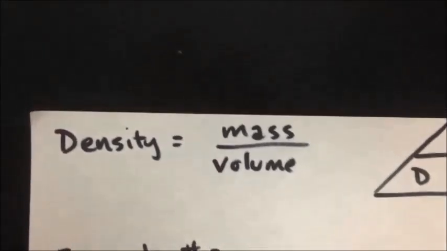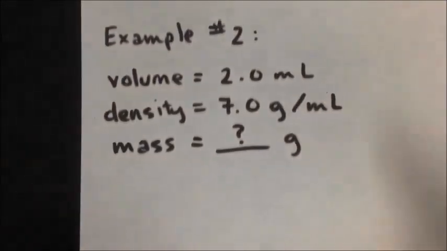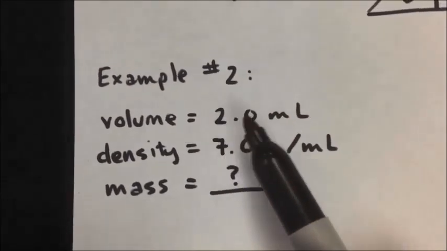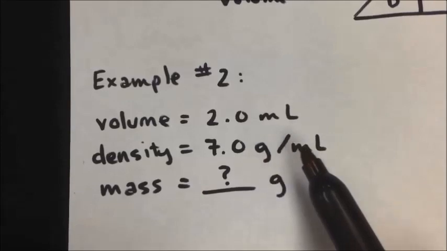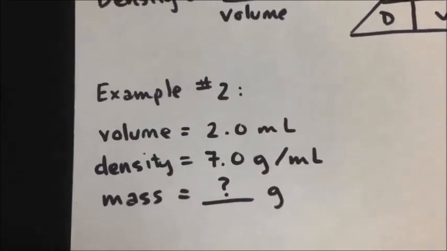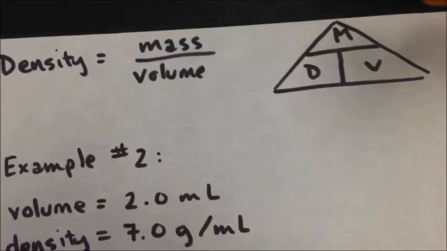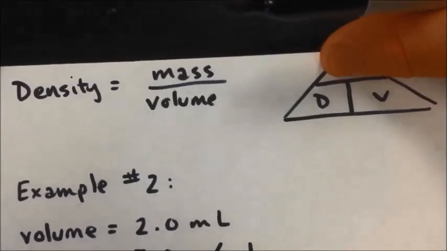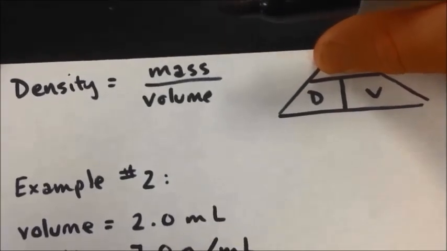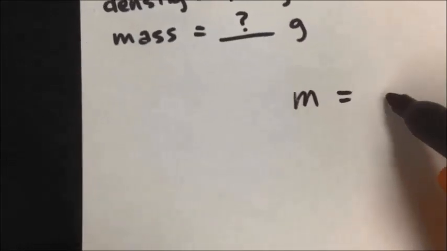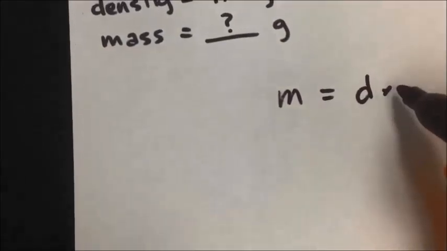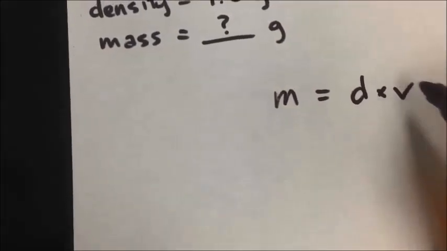Here's another example of a density problem. In this example, we have the volume is 2.0 milliliters and the density is 7.0 grams per milliliter, and we don't know the mass. So since we don't know the mass, we're going to come up to this triangle. We're going to cover up the thing we're looking for, and now we have density next to volume, which means density times volume. So we're going to set that up, that mass equals density times volume.